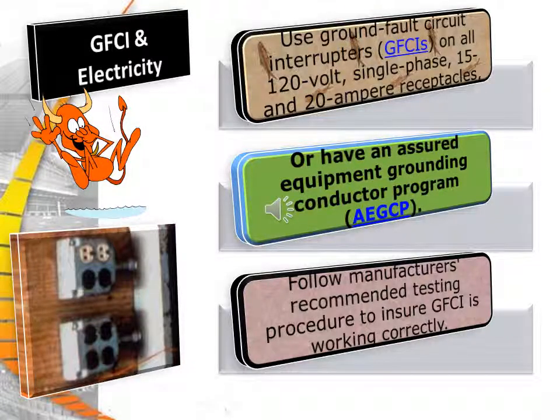Use GFCIs, or ground fault circuit interrupters, on all 120 volt single phase 15 and 20 ampere receptacles, or have an assured equipment grounding conductor program called an AEGCP. Follow the manufacturer's recommended testing procedures to ensure that the GFCI is working correctly.